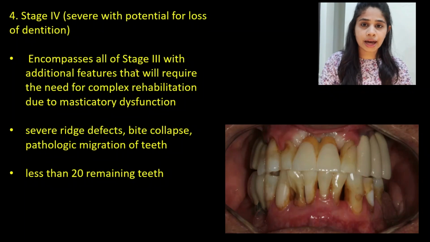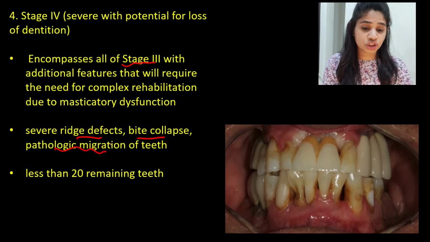Now, in this particular scenario, all the features of class 3 are encompassed. Along with that, there are severe ridge defects along with bite collapse. There is pathologic migration which is seen, and there are less than 20 teeth remaining. So approximately 10 teeth in each arch.